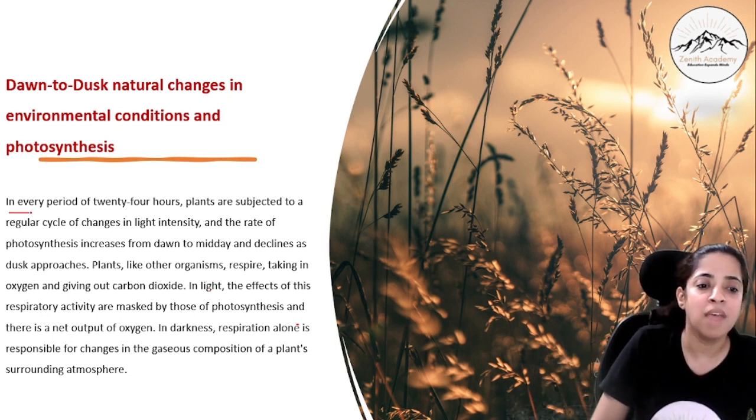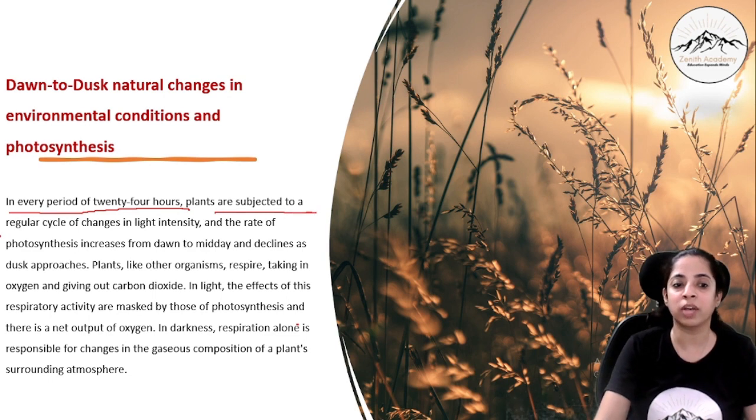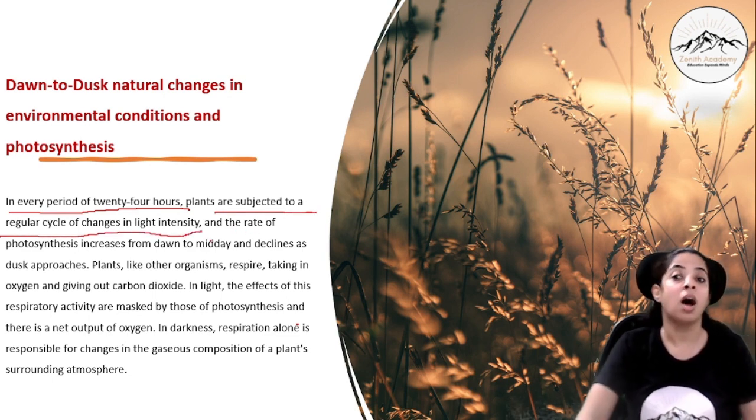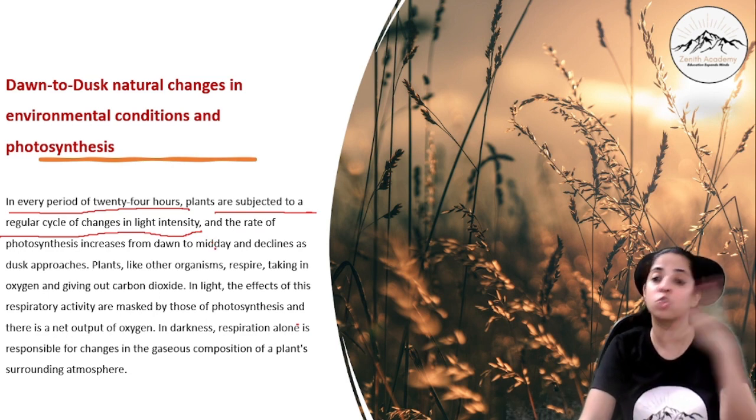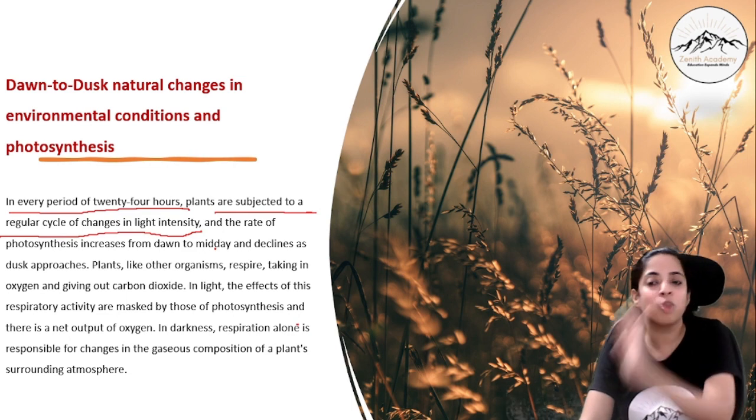Now in every period of 24 hours, plants are subjected to a regular cycle of changes in light intensity. है ना? Afternoon में the light intensity is so high. In the morning it is slightly less. In the night it is almost zero.